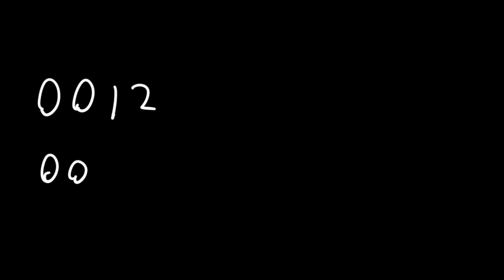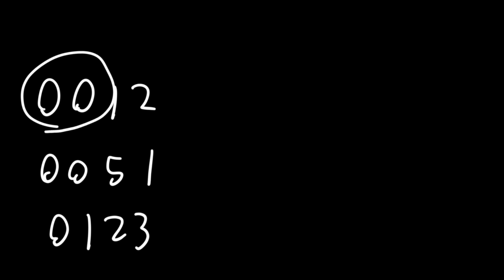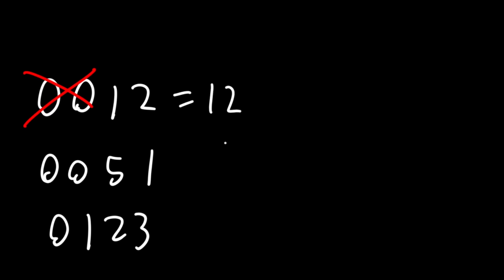So let's talk about some examples. Let's say we had 0, 0, 1, 2, 0, 0, 5, 1, and 0, 1, 2, 3. The 2 zeros in front don't mean anything. So this just equals 12. The zeros in front of here don't mean anything. So this just equals 51. The 0 here doesn't mean anything either. So this just equals 1, 2, 3.